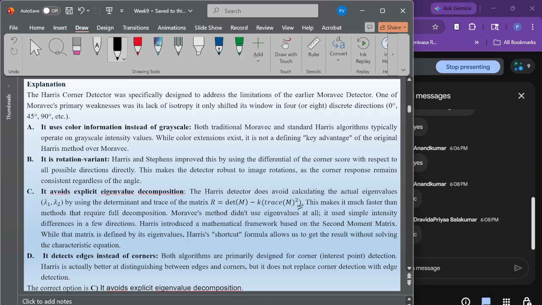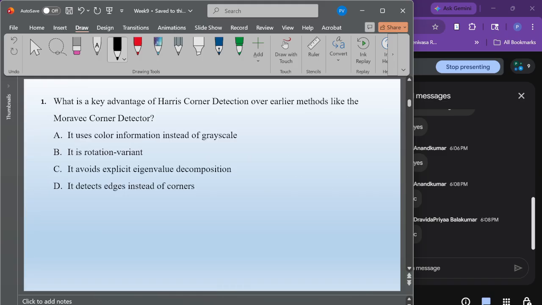Our next option is that it detects edges instead of corners. Both algorithms are primarily designed for corner or interest point detection, and Harris is better at distinguishing between edges and corners, but it does not replace corner detection with edge detection. So the correct option is option C, it avoids explicit eigenvalue decomposition. That is the advantage among all the other options. So option C is the correct answer for this question.